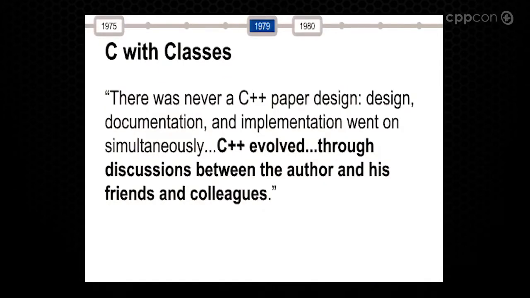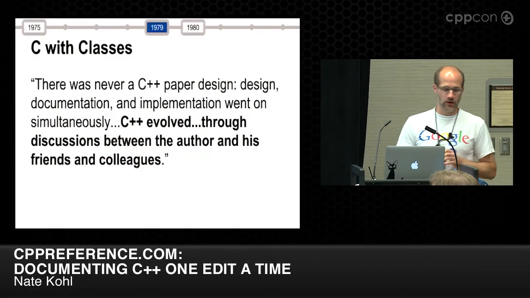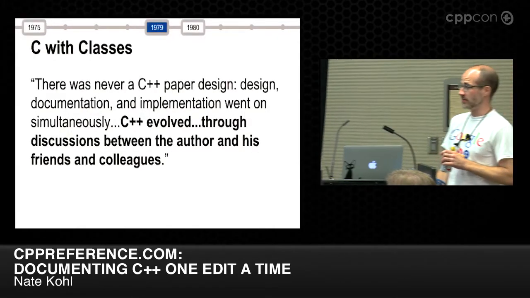So in 1979, over in New Jersey, Stroustrup came up with C with classes, which was a way to solve the problem that he had with Simula not being fast enough, when he needed to do a bunch of modeling things.